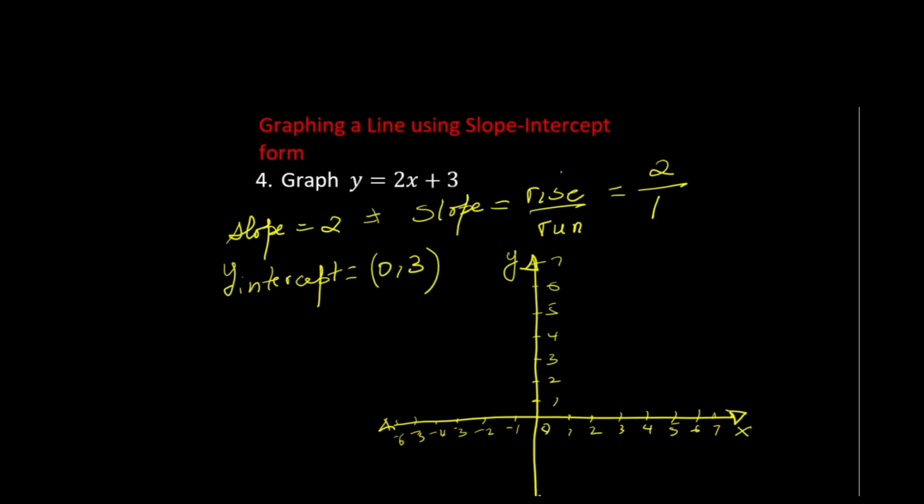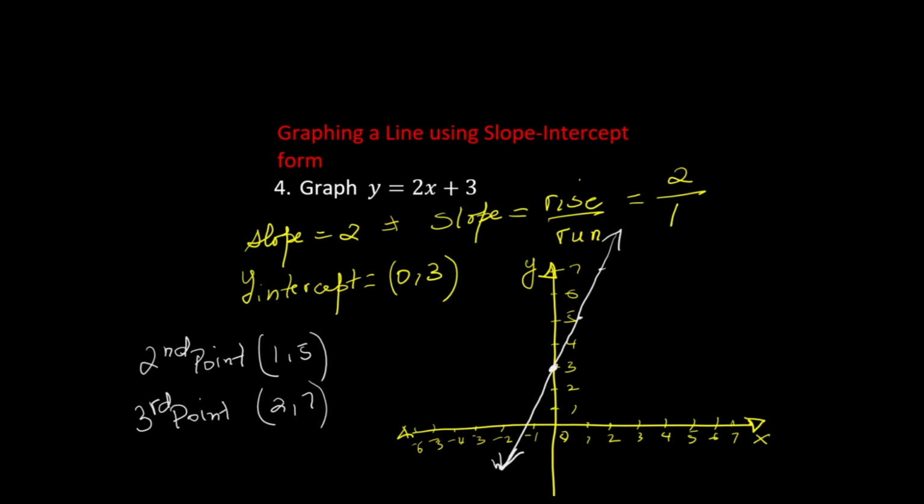To graph the line, we start by plotting the y-intercept at 0, 3. From that point, we rise 2 units to reach 5, and then we move 1 unit to the right. This gives us the second point at 1, 5. From the second point, we move 2 units up and 1 unit to the right. This gives us the third point at 2, 7. Now we connect all the points with a straight line to complete the graph of the linear equation.